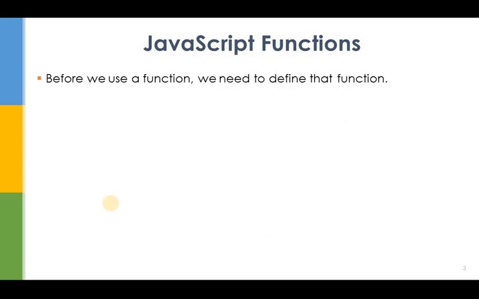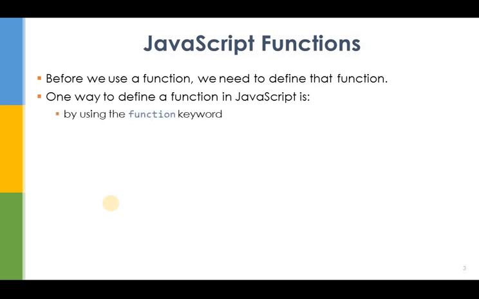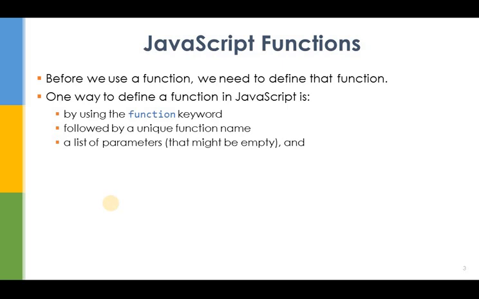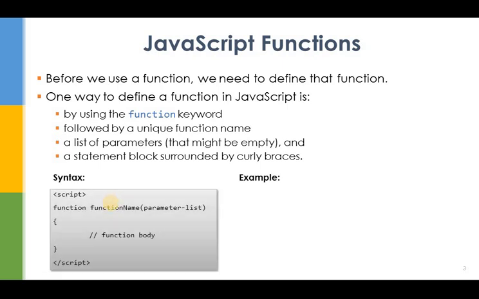Now let's see how we define a function. One way to define a function in JavaScript is by using the function keyword, followed by a unique function name. After that, there is a list of parameters. It might be empty, that means it is optional, and a statement block surrounded by curly braces. So collectively, let's say the syntax is over here, you can see that. Obviously we are defining a function in JavaScript, that's why we have to put all this code in a script tag.